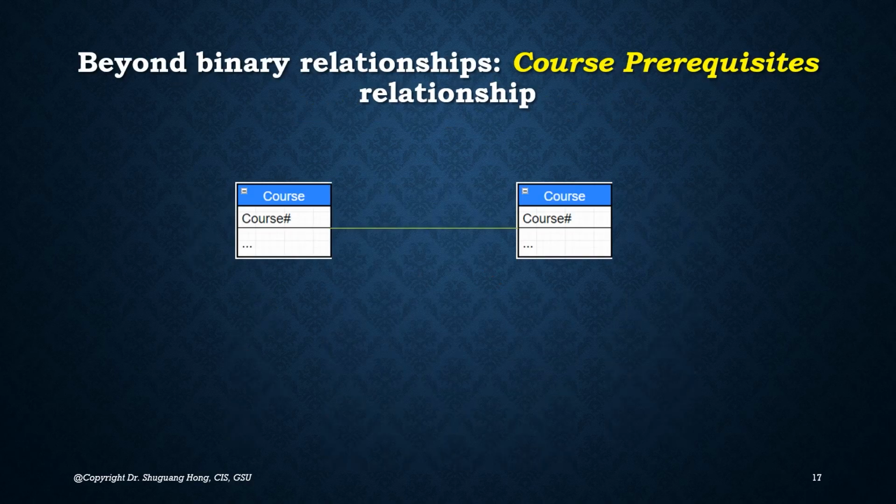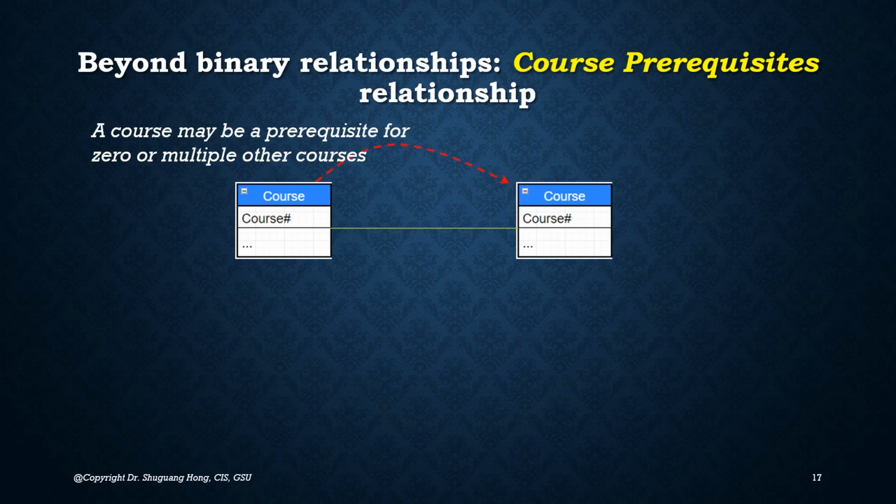Beyond binary relationships, the course prerequisites relationship. So far, we have talked about only binary relationships. But other relationships are not binary, like the course prerequisites relationship. A course may not be a prerequisite for any other course, but a course may be a prerequisite for many other courses. For example, CIS 3260 Introduction to Programming is a prerequisite for multiple CIS courses, but CIS 4970 Field Study is not a prerequisite for any other courses.